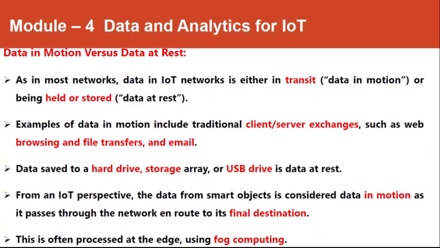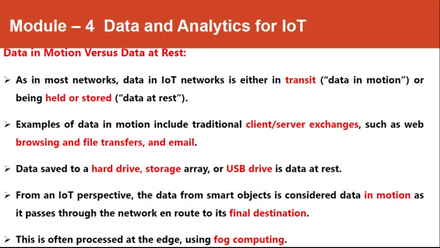The second way of categorizing the data generated by IoT is data in motion and data at rest. In most networks, data in IoT networks is either in transit, that is data in motion, or being held or stored, that is data at rest. Examples of data in motion include traditional client-server exchanges such as web browsing, file transfer, and emails. Data saved to a hard drive, storage array, or USB drive is data at rest.